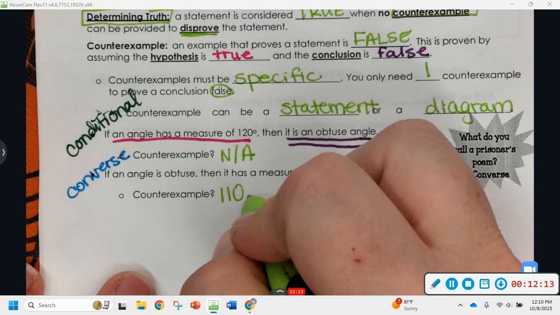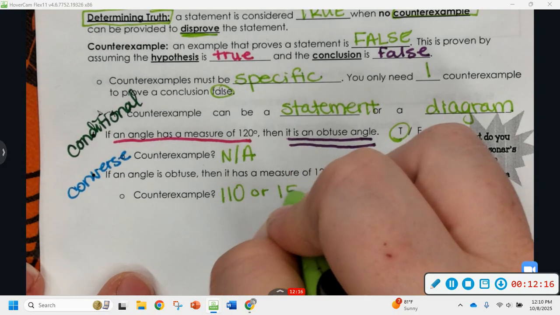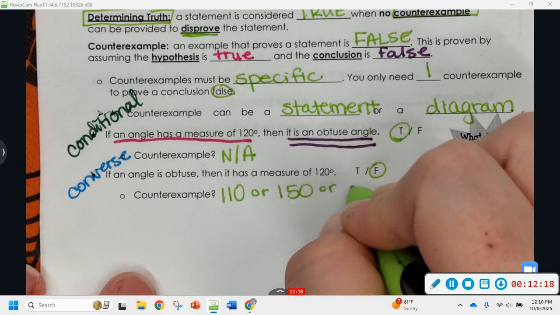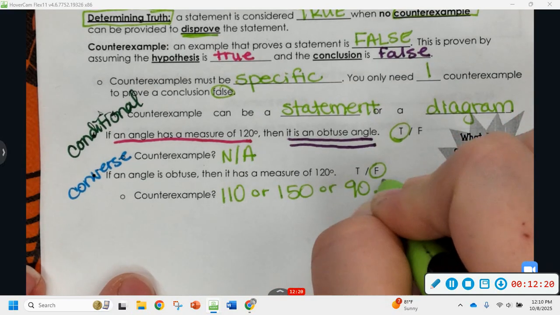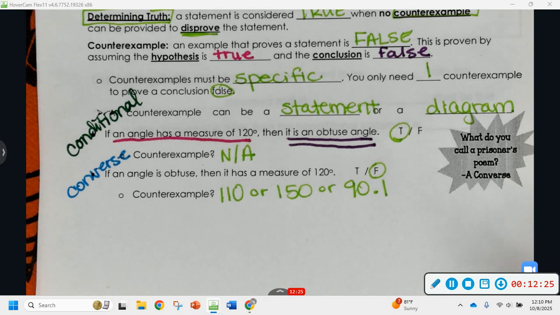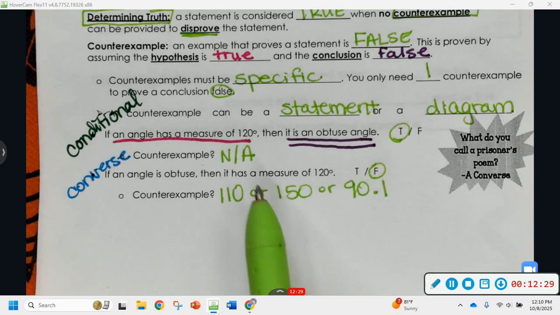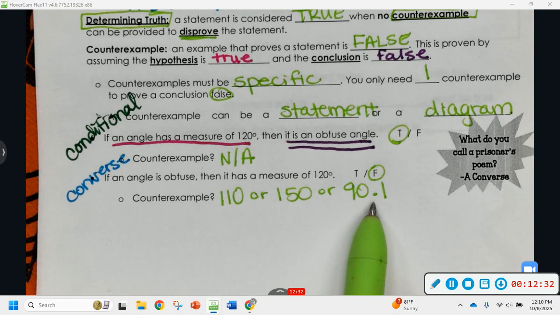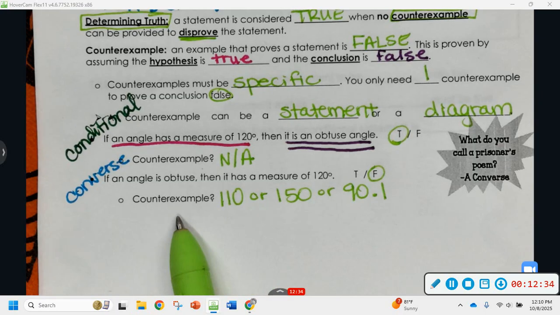It could be 150. You could even say 90.1. It's just barely over that right angle. It is still considered obtuse, but it is not exactly 120. So with that being said, a lot of y'all will have different counterexamples, and so I have to go through and read everybody's individual counterexamples because there could be several different types.